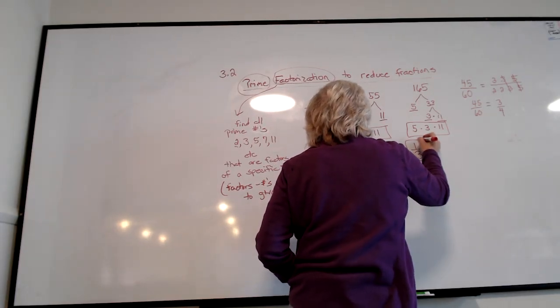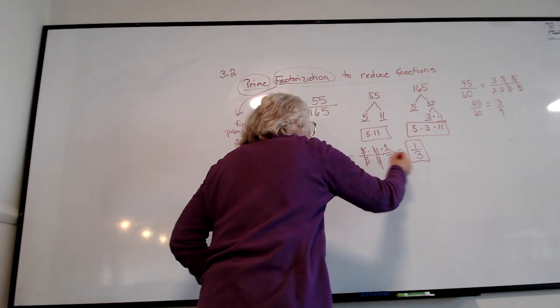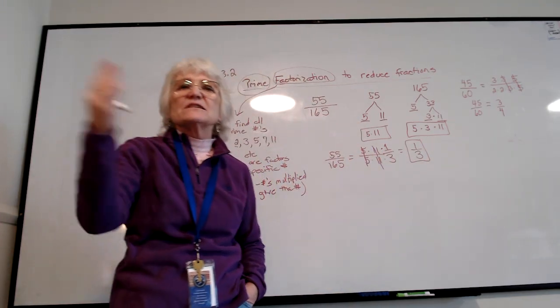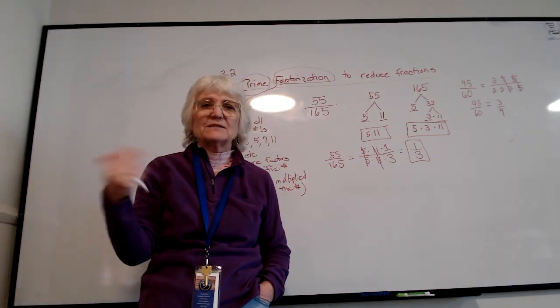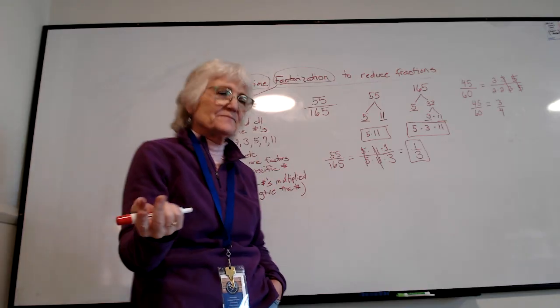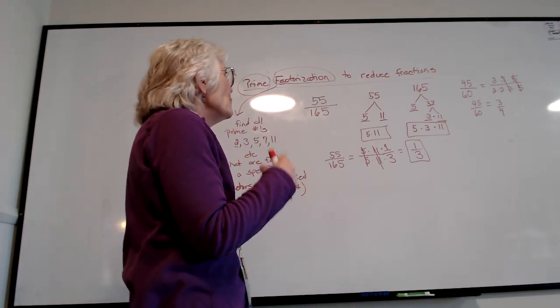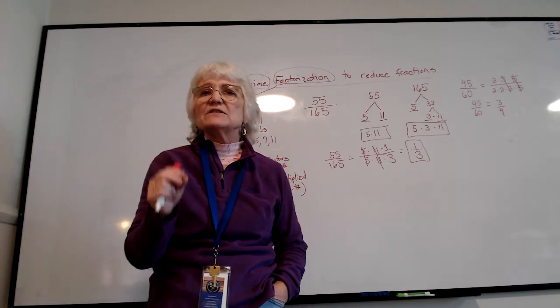So this answer is actually 1/3. Hopefully much faster to reduce that way than trying to sit there and figure out what numbers can divide into both of these equally. Okay, so it's a way to figure out how to reduce big numbers.